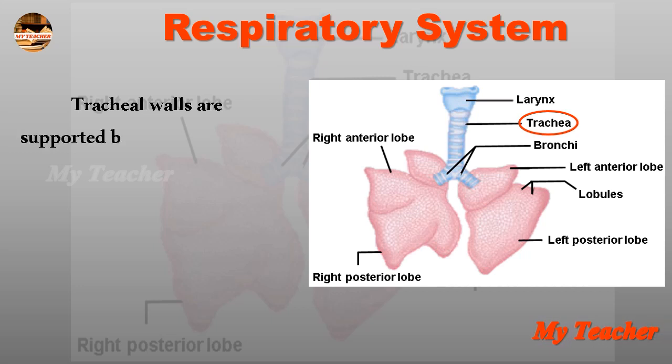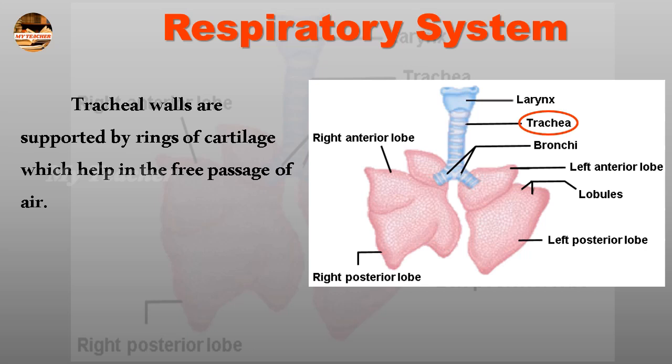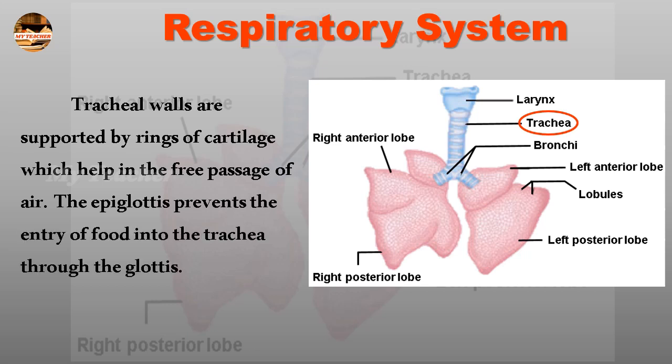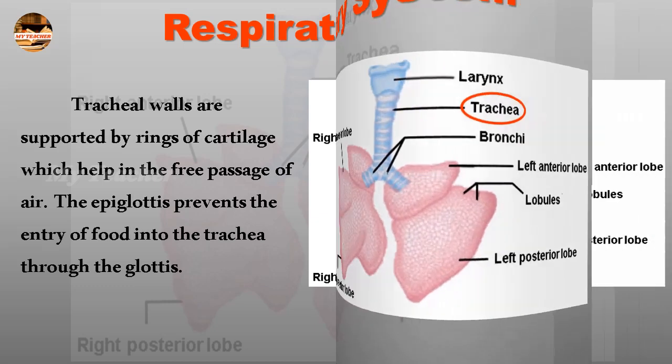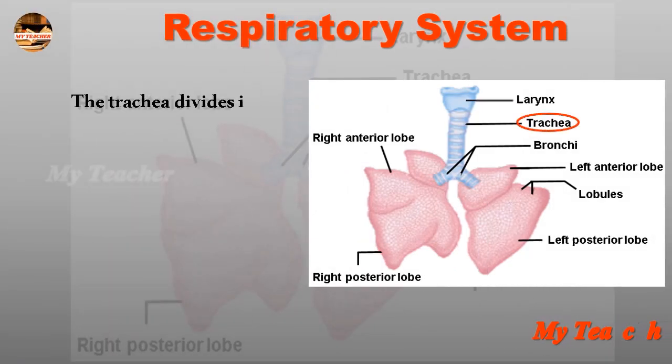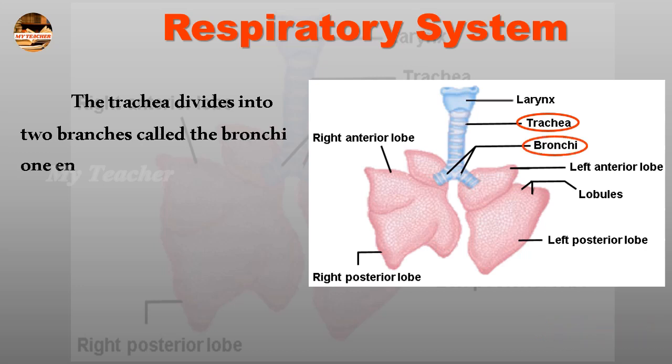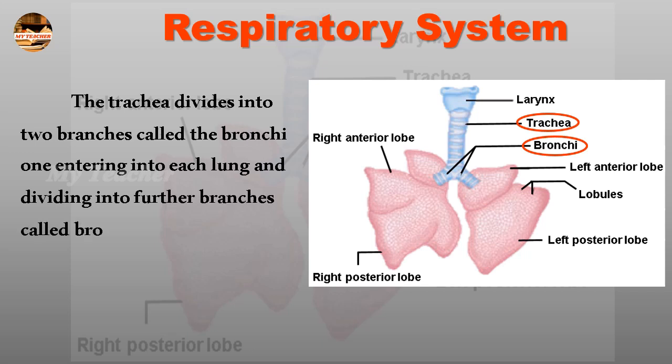Tracheal walls are surrounded by rings of cartilage which help in the free passage of air. The epiglottis prevents the entry of food into the trachea through the glottis. The trachea divides into 2 branches, that are called bronchi, one entering into each lung and dividing into further branches, that are called bronchioles, which end in alveoli.